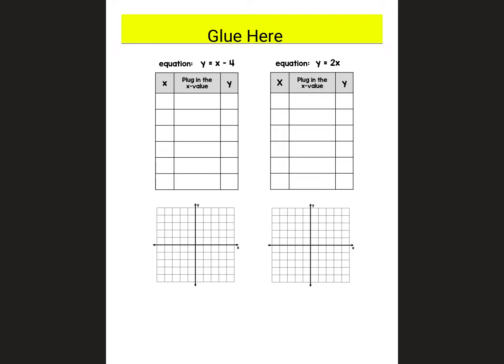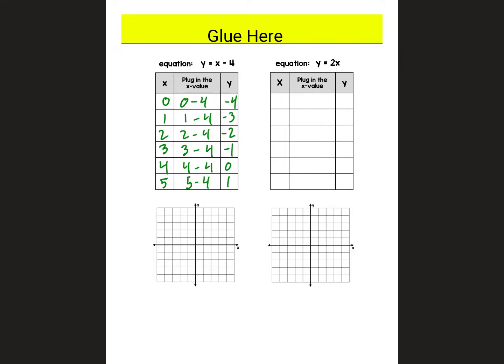Let's have a look at y equals x minus 4. If x is 0, then we have y equals 0 minus 4, which is negative 4. If x is 1, then 1 minus 4 is negative 3. If you have x is 2, then 2 minus 4 is negative 2. If you have x is 3, then 3 minus 4 is negative 1. If x is 4, then 4 minus 4 is 0. And if x is 5, then 5 minus 4 is 1.